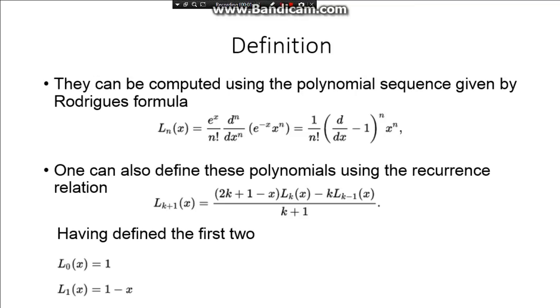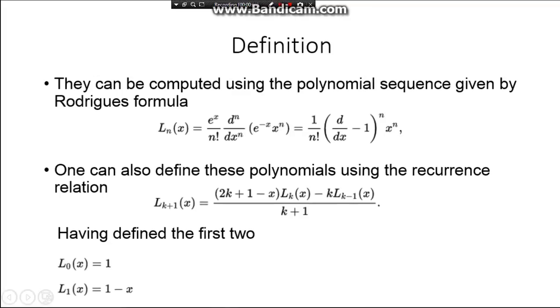One can also define these polynomials using the recurrence relation given as follows. The (k+1)th Laguerre polynomial of x is equal to (2k + 1 - x) into the kth Laguerre polynomial of x minus k into the (k-1)th Laguerre polynomial of x, the whole divided by (k + 1). Of course, we have to define the first two terms in the series, which are the 0th and the first Laguerre polynomials of x, which are respectively 1 and 1 - x.